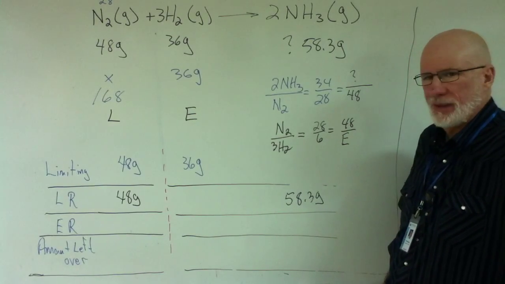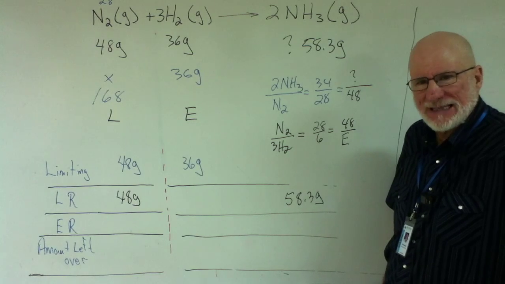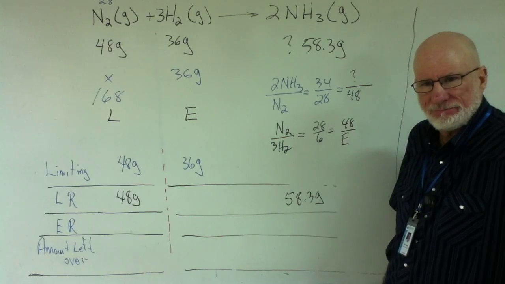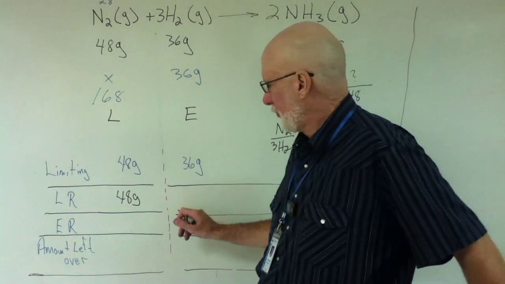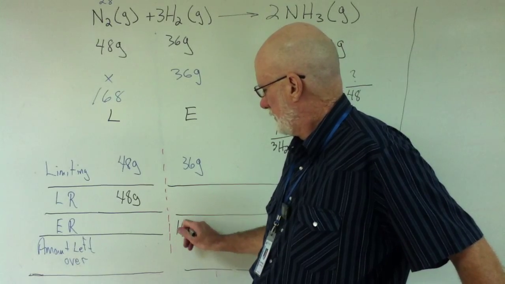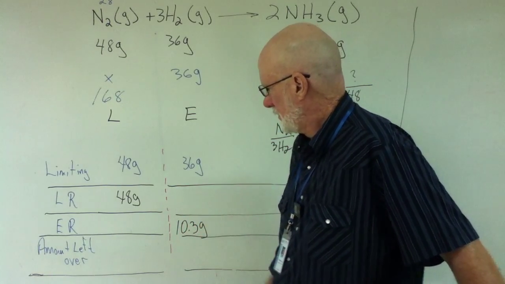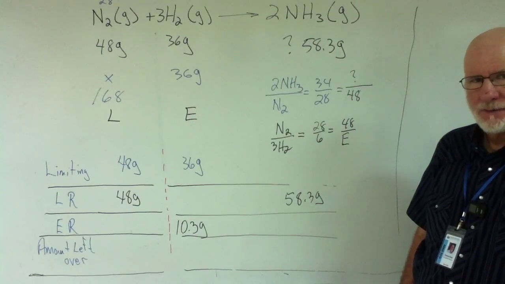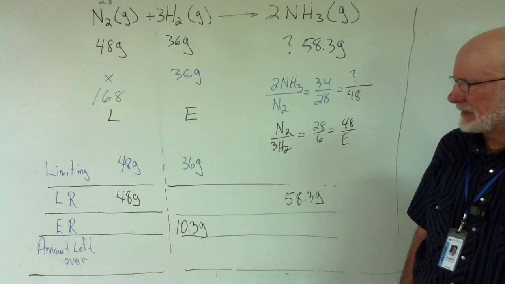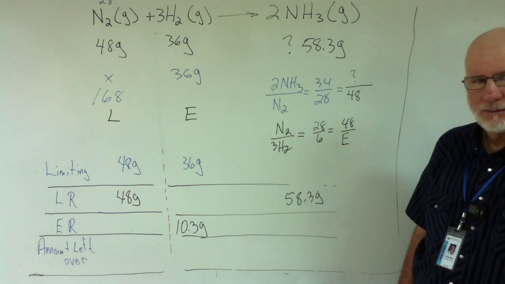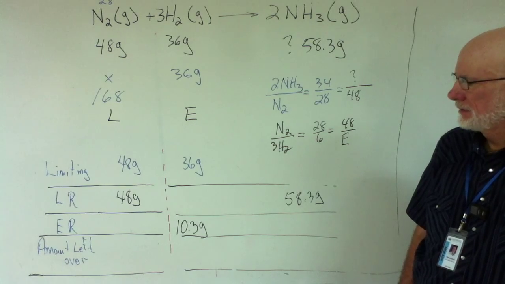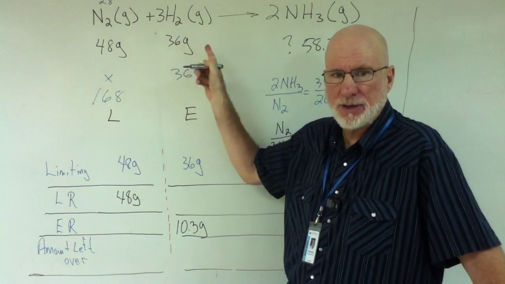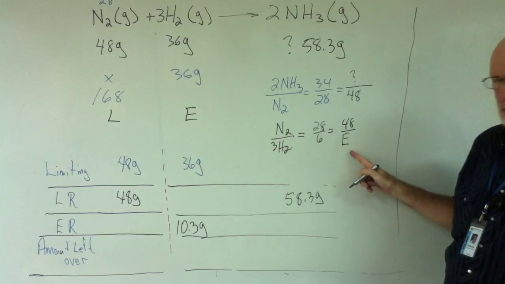Is this right? Your answers always have to make sense. So what do you got? 10.3 grams? Right? So how much am I going to have in excess? No, 10.3 is how much I'm going to actually burn, Lauren, right? If I burn 48, I've got to burn 10.3. Isn't that what that says? That makes a lot of sense.